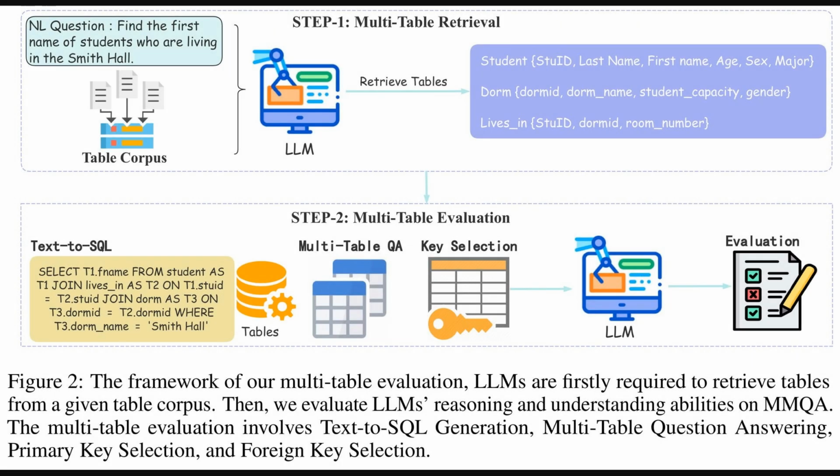Building on that, Figure 2 illustrates the evaluation framework. First, in Step 1, multi-table retrieval, the large language model selects relevant tables from a larger collection, a table corpus, based on the question. Then, Step 2, multi-table evaluation, tests the model's reasoning across these tables. This includes tasks like text-to-SQL generation, that's converting questions into structured query language, a database language, plus primary key and foreign key selection, and multi-table question answering. This framework systematically assesses the large language model's capabilities.